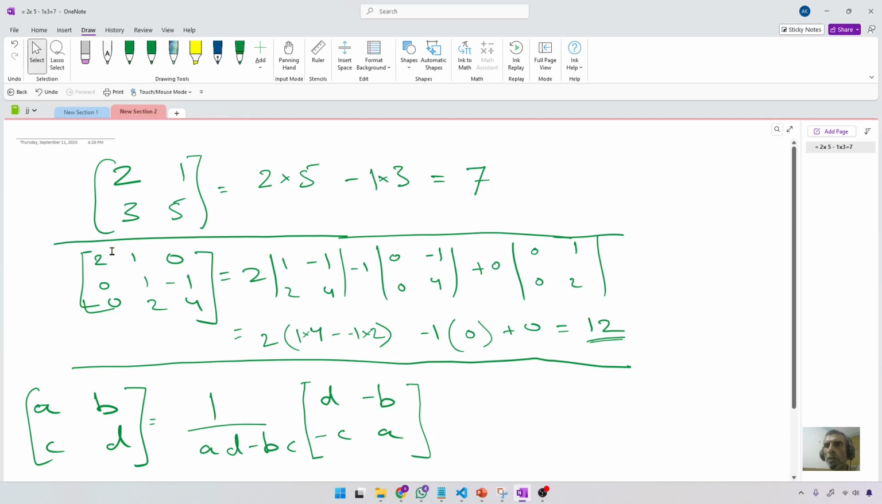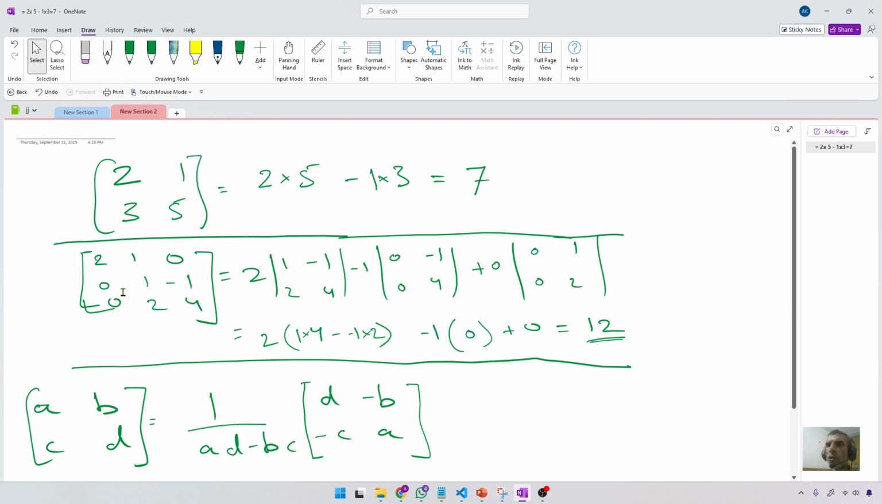You start with this 2 right here, and then you go like this, and then basically you're left with 1, minus 1, 2, 4. So 1, minus 1, 2, 4, minus 1, minus 1. Then you take this sub matrix right here, the subdeterminant, and then plus 0 times this, and the answer comes out to be 12. So the answer is 12.